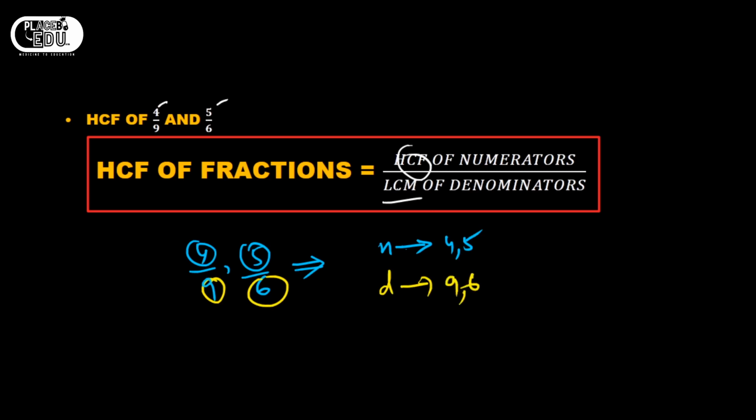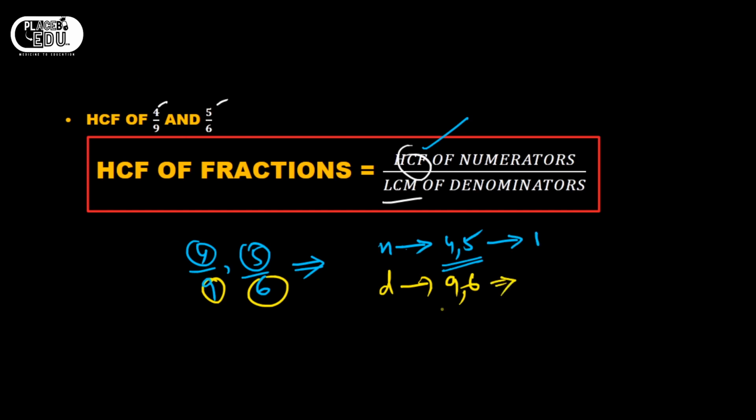Now what do I have to do? I have to find the HCF of the numerators, the HCF of these two. Is there any common number between these two? Yes, it is 1. So the HCF is very easy for 4 and 5, and that is 1.